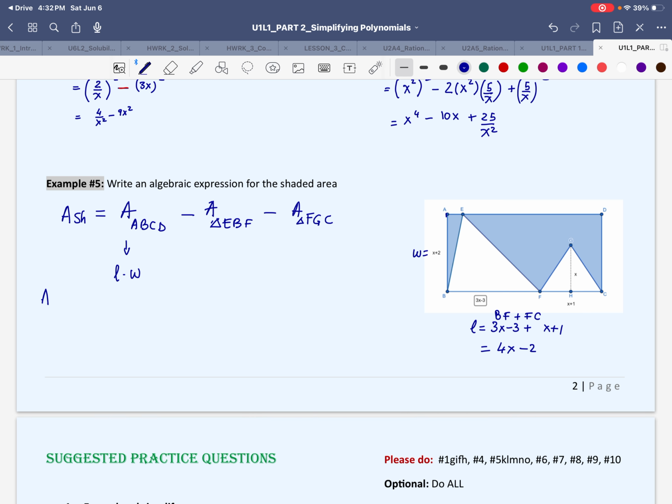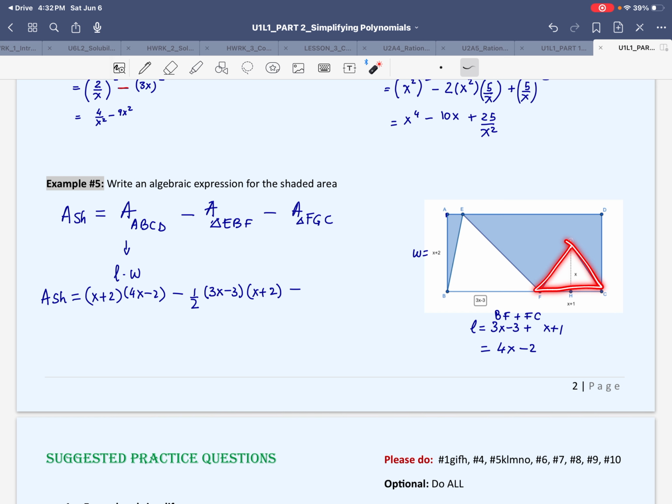So we're going to write that the shaded area would be x plus 2 multiplied by 4x minus 2. Now we're going to remove the area of this triangle, which is going to be 1/2 of the base with the height. So 1/2 of 3x minus 3 multiplied by the height, which is x plus 2. And lastly, we'll remove the area of this smaller triangle here with the base x plus 1 and a height of x. So 1/2 of x plus 1 times x.